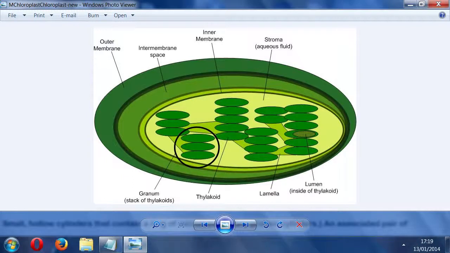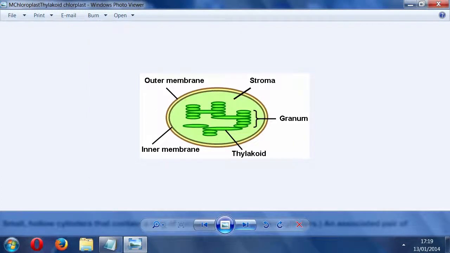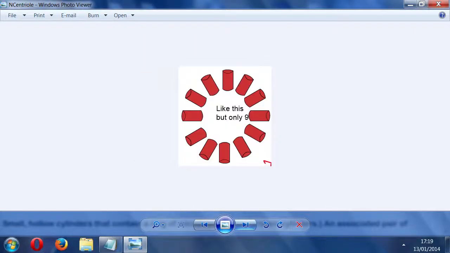Here's a very good drawing of it. We can see the granum, similar to a stack of coins. The outer membrane, inner membrane space, inner membrane, and the stroma, the fluid there. So a stack of thylakoids. Okay. And here's a slightly more simplified diagram as well.